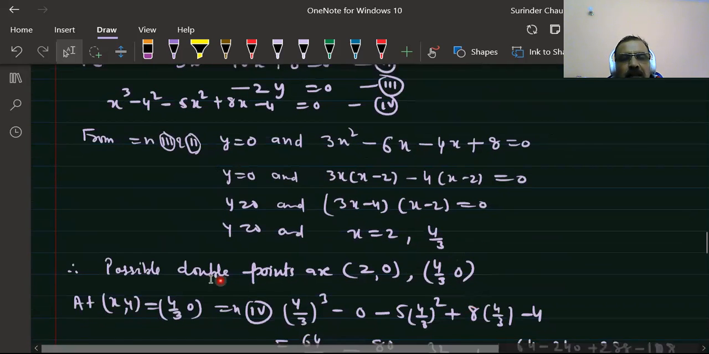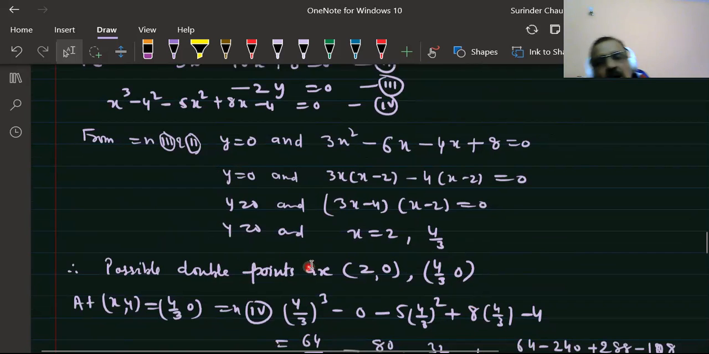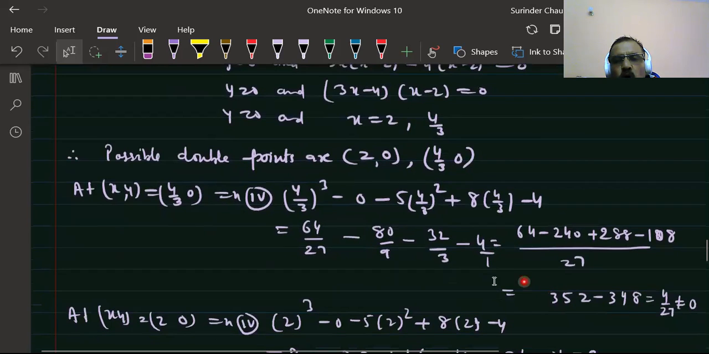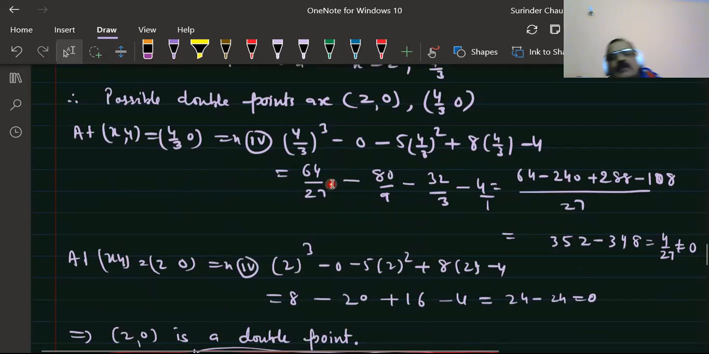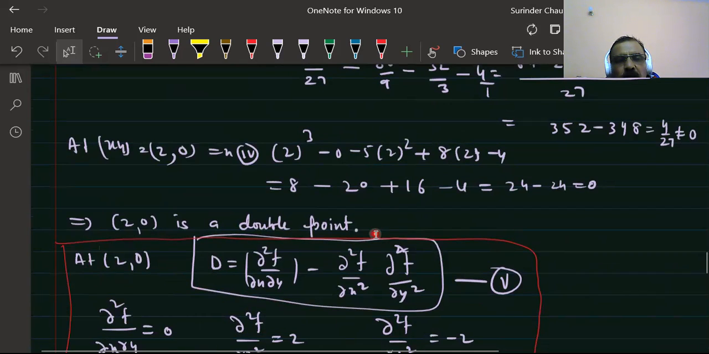Now we have to check whether these are double points. Will they satisfy the equation of the algebraic curve? Put x equal to 4 by 3 and y equal to 0 in f of x, y. When you solve it, we get that this is not equal to 0, which means the ordered pair (4/3, 0) is not a double point for this curve. Another point is (2, 0). Find the value of f of x, y at (2, 0). So this satisfies the equation. So (2, 0) is the only double point.